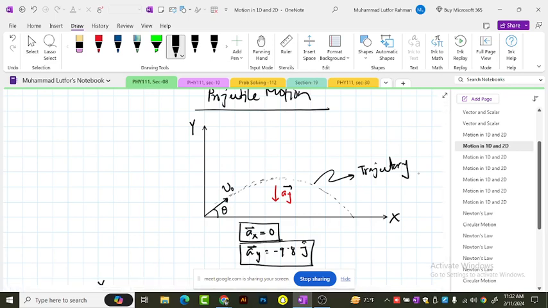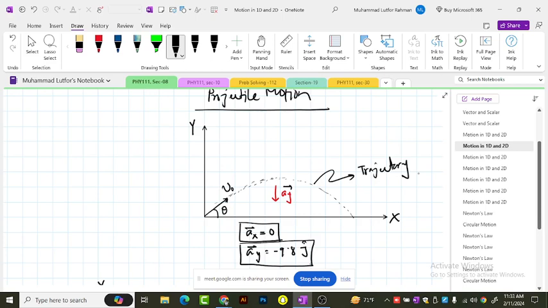The same particle has two different characteristics. In the y direction, it moves at a constant acceleration, which is minus 9.8 meters per second squared. On the other hand, in the x direction, it moves at a constant velocity, so its acceleration is 0 along the x direction. The same particle at the same time has two distinct motions. That's what makes projectile motion a special case. Remember these two key points.